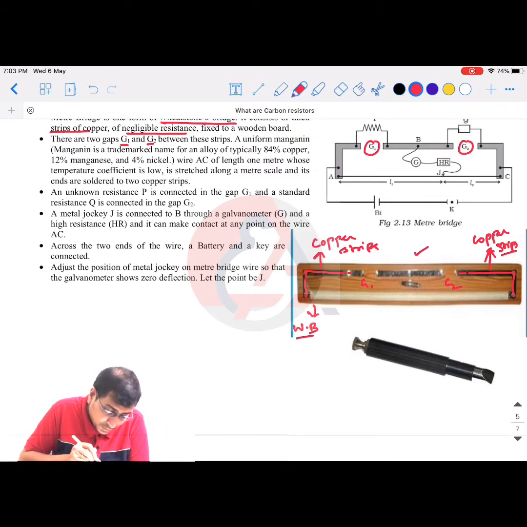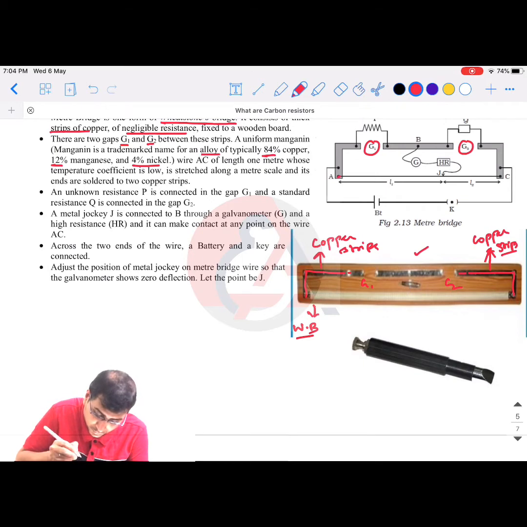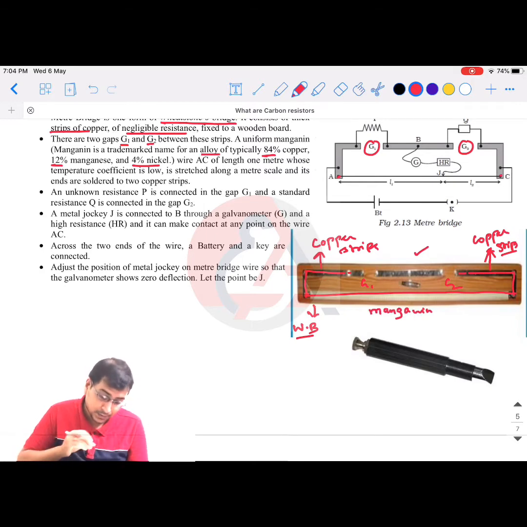Then a uniform manganin wire. Manganin is an alloy which has 84% copper, 12% manganese and 4% nickel. So a manganin wire of how much length? Of 1 meter is connected between the points A and C. So that is the end. At the ends of the copper strip, you connect a manganin wire. So manganin wire of length AC is connected.